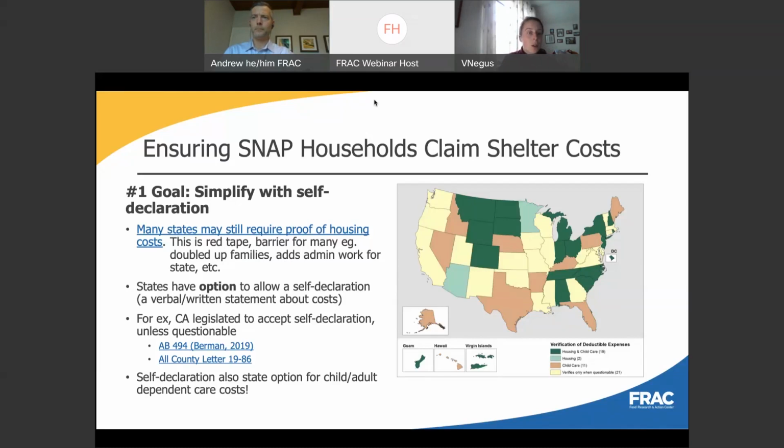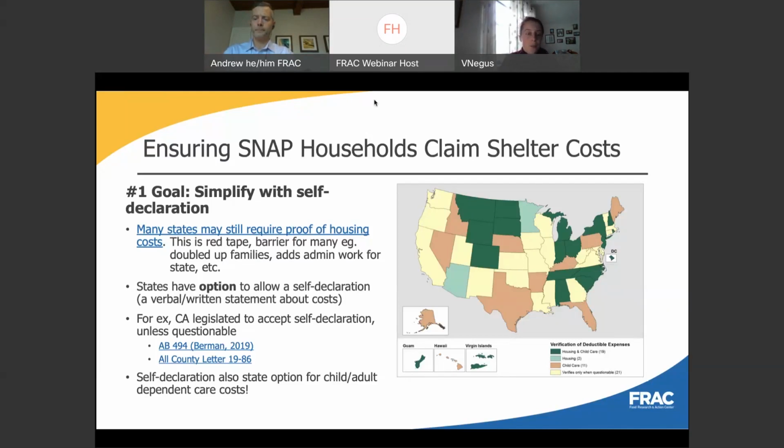I would say that the number one goal is to simplify how families and low-income households can claim their shelter costs by making sure that your state allows a self-declaration of shelter costs. Many states still require proof of what those costs look like: a lease, a utility bill, a piece of paper from the landlord. Those proof requirements are extremely difficult for many low-income families. Oftentimes folks are in a doubled up situation. They don't want to go to the landlord for proof. They don't have a utility bill in their name because they might have debt from utilities in the past.